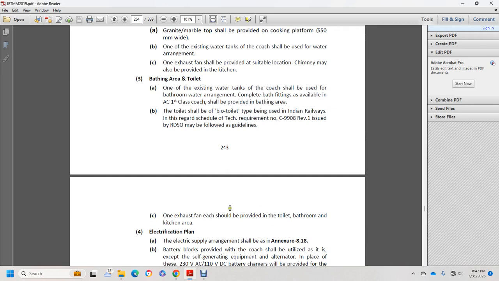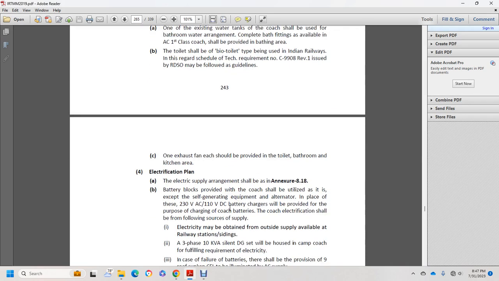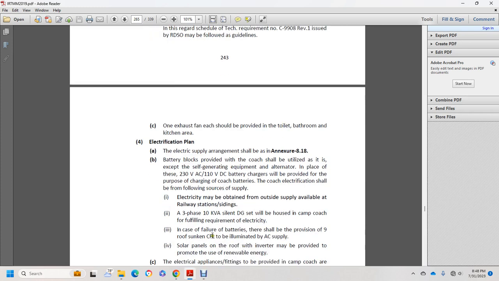Electrification plan: the electrical arrangement shall be incorporated per 818. Battery blocks provided with the coach shall be utilized, along with self-generating equipment and alternator, for the 238 volt AC with a 110 volt DC battery charger provided for charging the coach battery. Electrification shall follow these sources of supply. Electricity may be obtained from the outside supply available at the railway station, or from a 3-phase 10 kVA silent direct generator set with the camp coach, in case of battery failure.